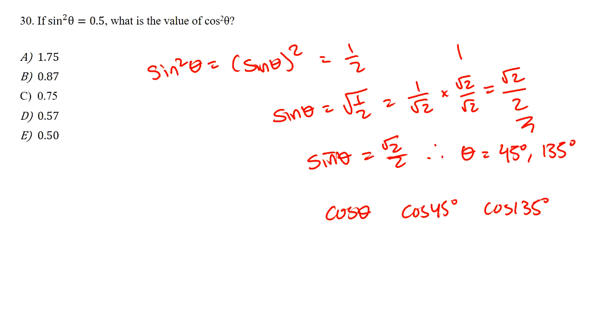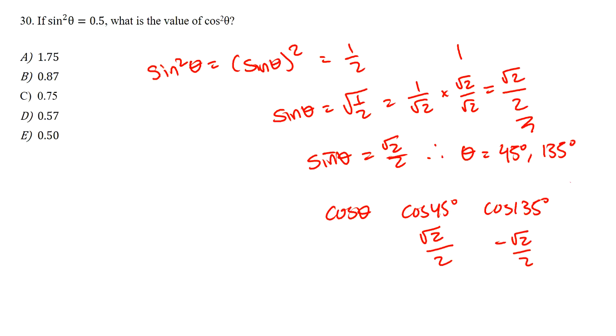And we're not sure which one, but we know that cosine of 45 degrees and sine of 45 degrees are the same. So this is square root of 2 over 2. And here they're mirror opposites about the y-axis, so sine of 135 is square root of 2 over 2. Cosine of 135 is negative square root of 2 over 2.